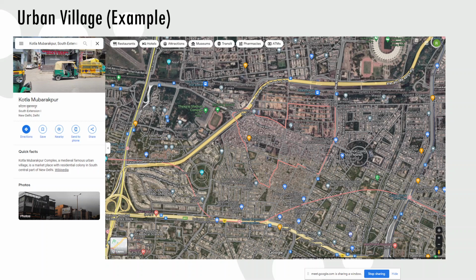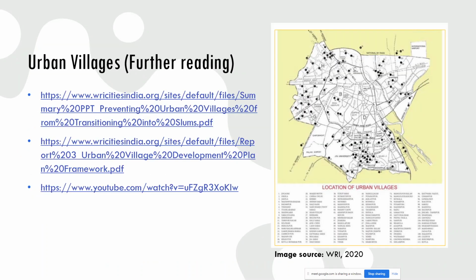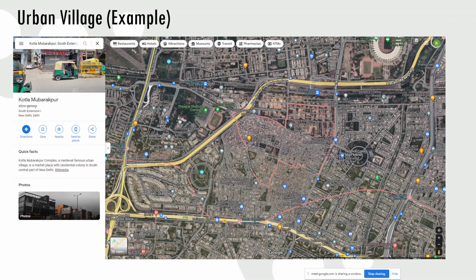For this context, if you look at the previous image, this has been taken from the report of the WRI in 2020. I have randomly selected one of the urban villages in this list and Googled it. I searched it on Google Maps to see how it is located and how these features are represented. The name of this urban village located in the National Capital Territory of Delhi is Kotla Mubarakpur. If you look at this, it is located in this particular area.